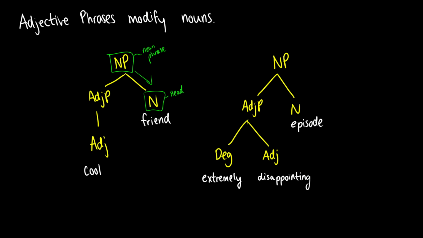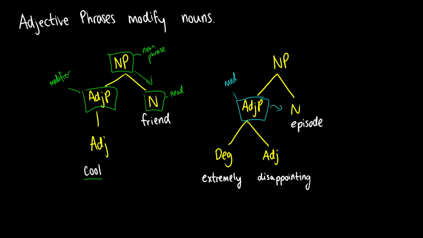So this is like the most important word in our noun phrase. We're talking about a friend. And this noun phrase splits up into its head and its modifier. So the adjective phrase here is a modifier on friend, and that adjective phrase consists of the word cool. Now, what's important to see here is that it's not just the adjective that modifies the noun, it's the entire phrase. So for instance, if we have an adjective phrase, which is extremely disappointing, so we have the noun phrase, extremely disappointing episode. When we think about what is modifying episode in this phrase here, it is the entire adjective phrase. The episode is extremely disappointing.